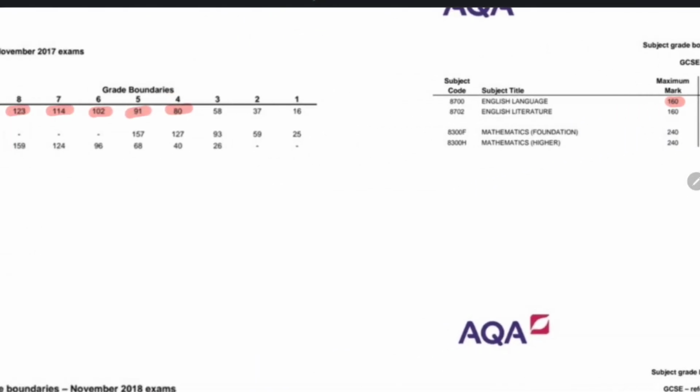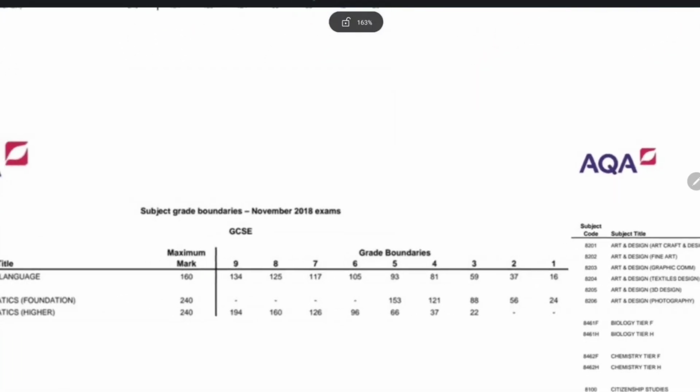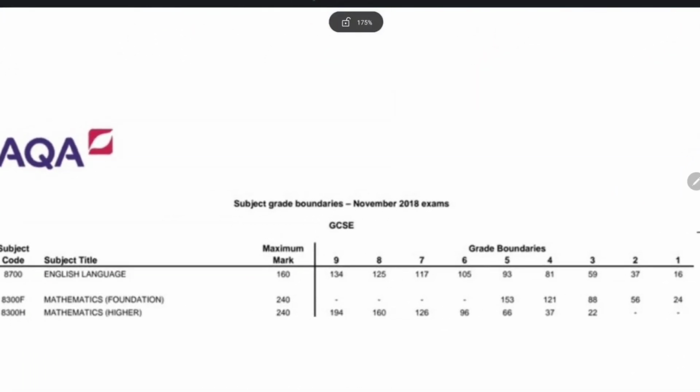for each grade, and this is something for you to jot down and make a note of, because going into the exam you do need to be familiar with how many marks you need to score your target grade.